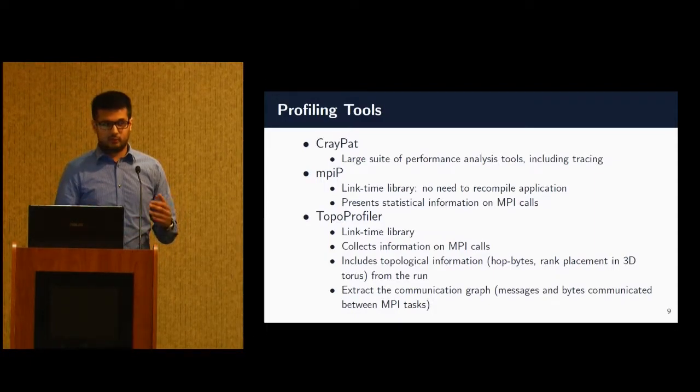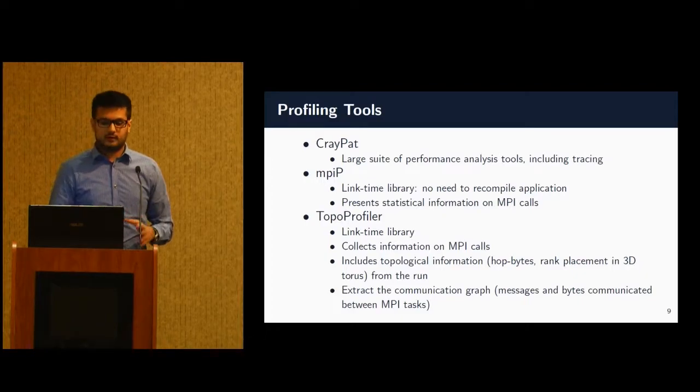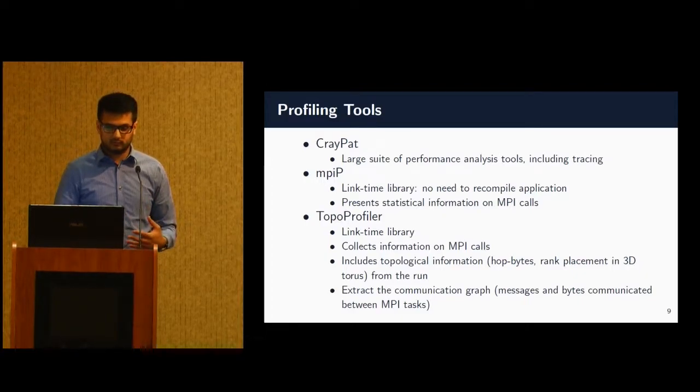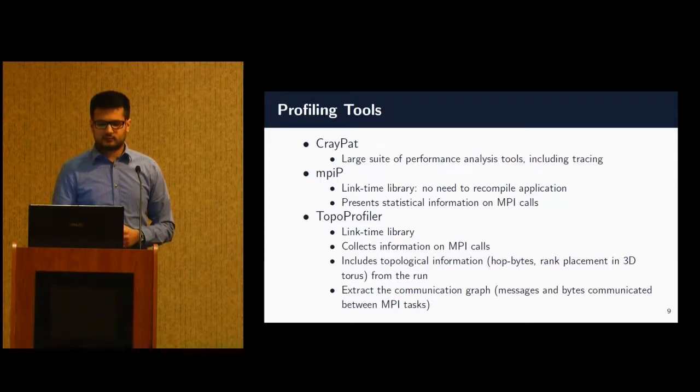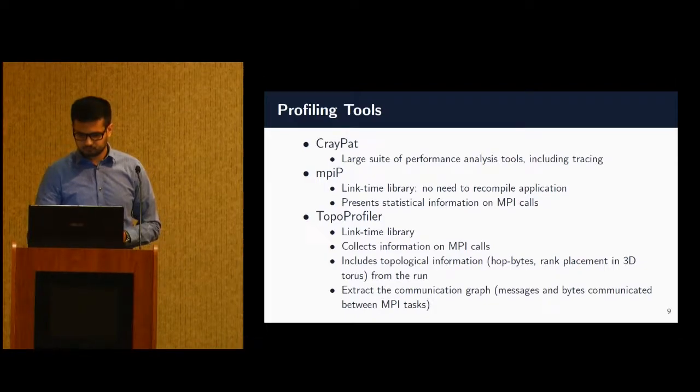Finally, there's one that we have developed internally called TopoProfiler. Again, it's a link time library, collects information on MPI calls. Importantly, it includes topological information from the run. So, for example, things like the rank placement on a 3D torus on Blue Waters, a measure called hop bytes. I'll explain that in a couple slides. And it also extracts the communication graph, so the messages and bytes communicated between the MPI tasks or ranks in your application. And our tools use this to look at different mappings and do some analysis. So this is sort of the first step to getting automatic profiling working.